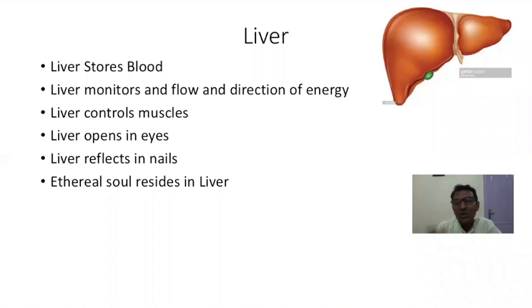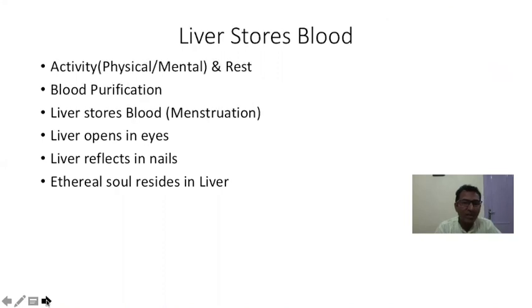So how is that? We will go step by step. We will take the blood part first. The liver stores the blood, and I discussed this. Whenever there is activity, more blood is required, so the liver provides that extra blood which it had stored. And when the person is at rest, the liver takes in the extra blood which is not needed in the body at that point of time.